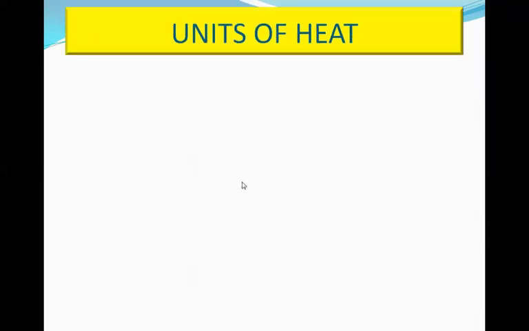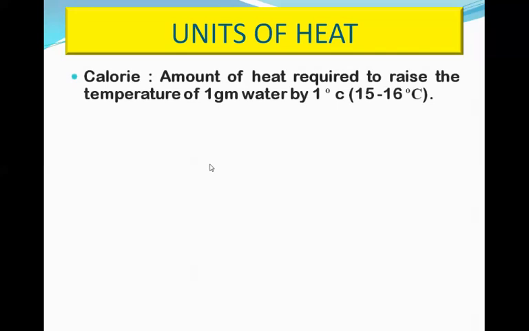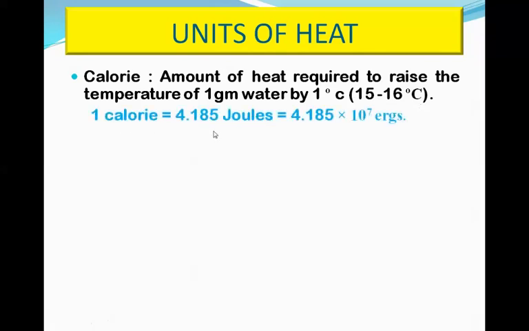When we are measuring the quantity of heat, it is measured in different units. The simplest unit is the calorie. It is the amount of heat required to raise the temperature of 1 gram of water by 1 degree centigrade, that is from 15 to 16 degree centigrade. We also have relations between the various units. 1 calorie is equal to 4.185 joules, equal to 4.185 into 10 raised to power 7 ergs.